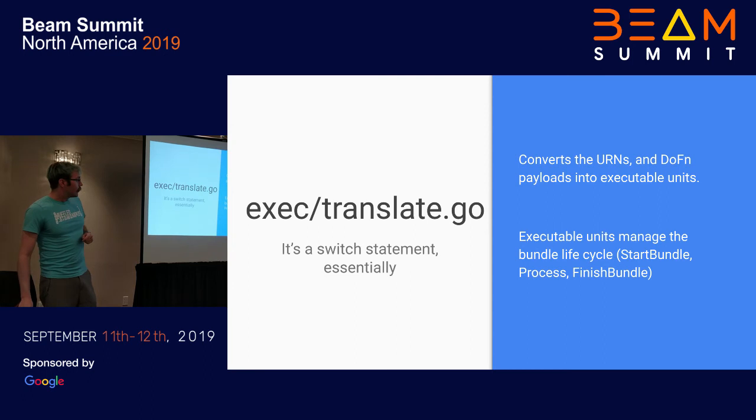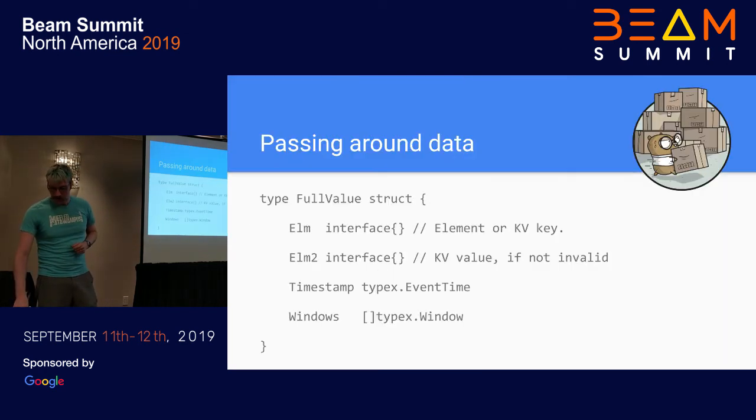Afterwards, once we get these various process bundle requests, we essentially have a large type switch in exec/translate.go that goes through and turns the URNs and the payloads into the actual code that you wrote and hooks it all together. These executable units basically pay attention to the bundle lifecycle because that's all they know. You're going to start a bundle, process all the elements, and then finish the bundle.